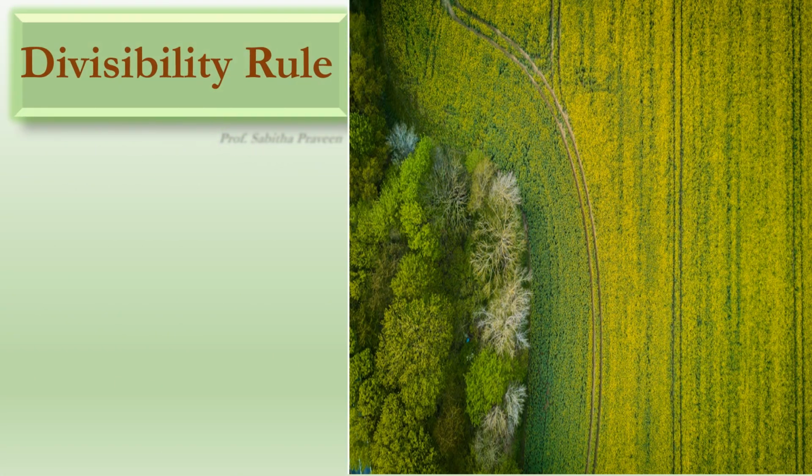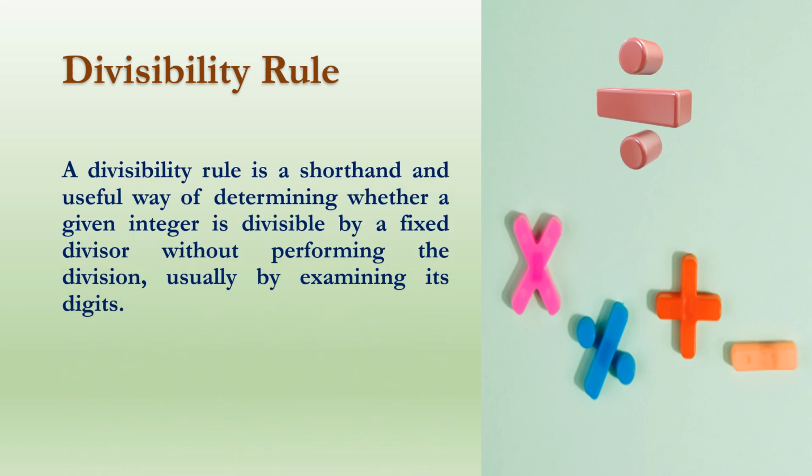Hello everyone. In this video, we will discuss the divisibility rules of numbers from 2 to 10. Divisibility rule: a divisibility rule is a shorthand and useful way of determining whether a given integer is divisible by a fixed divisor without performing the division, usually by examining its digits.